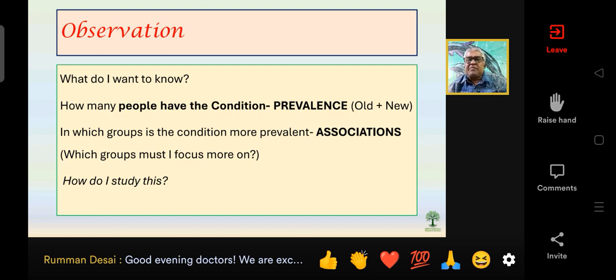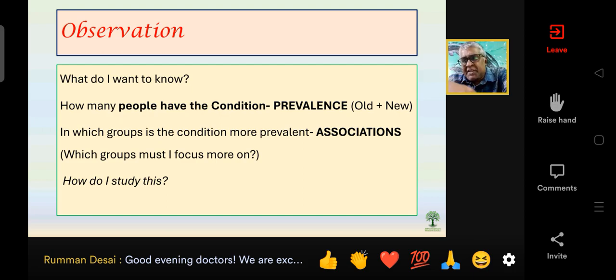Magnitude. In which groups is this condition more prevalent? That gives me the associations. And why is that important for me? So that I can identify the high risk groups and say, okay, these are the groups I need to focus more on for these particular conditions. And then streamline my investigation, streamline my management processes, pathways along that line.